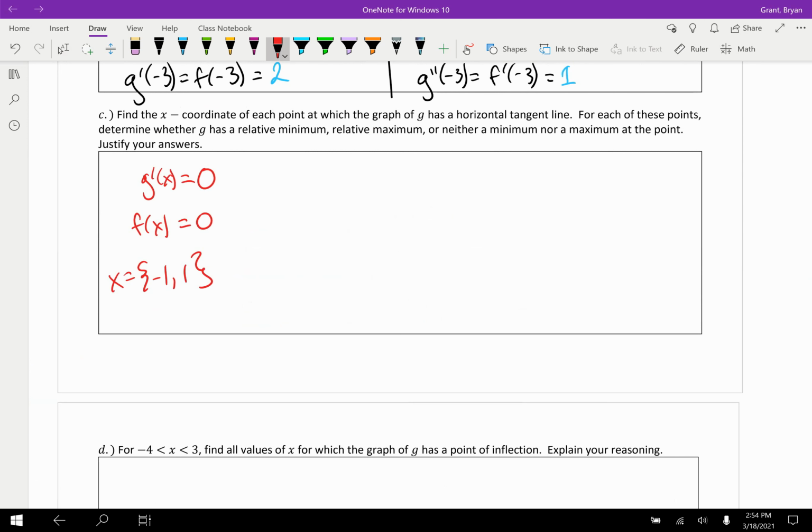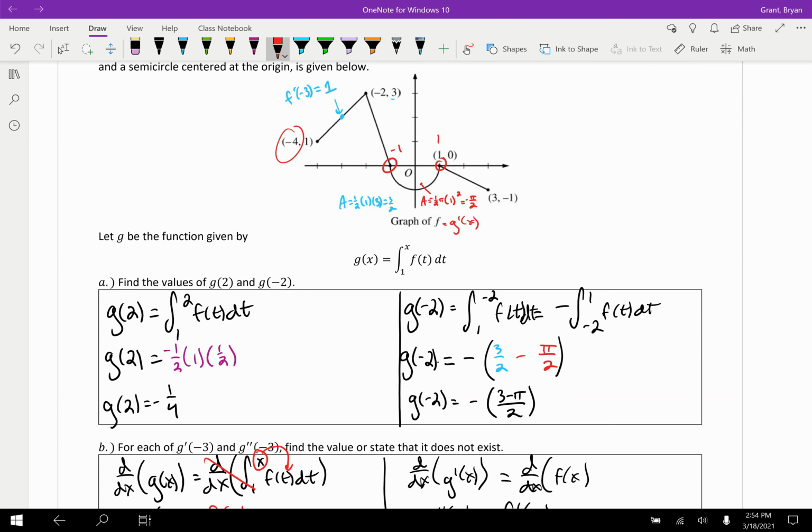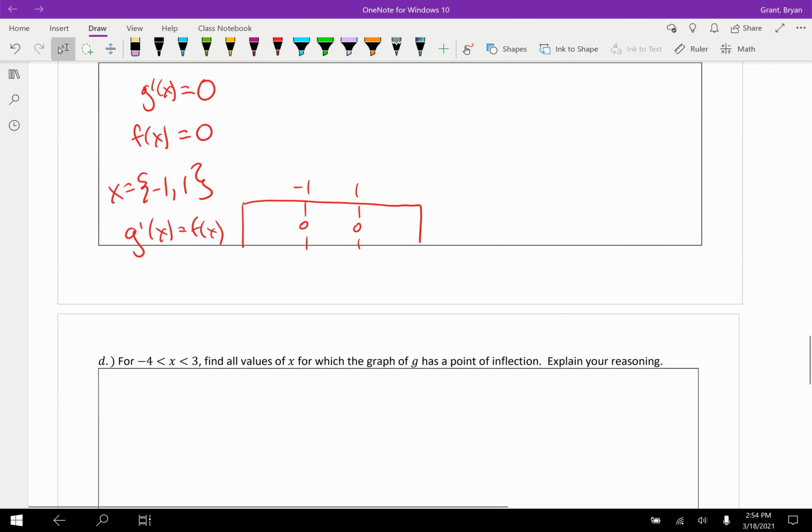All right, what's next? Relative min, max, or neither. I sense a sign chart. So we're going to go through. I'll do it over here if you want. Nah, it doesn't really matter. We'll just keep it consistent. Okay. So we have g prime of x equal to f of x. We know we have 2 of these, negative 1 and 1, which caused those equations to be 0. We're also looking on the interval from negative 4 to 3. We'll throw that on there.